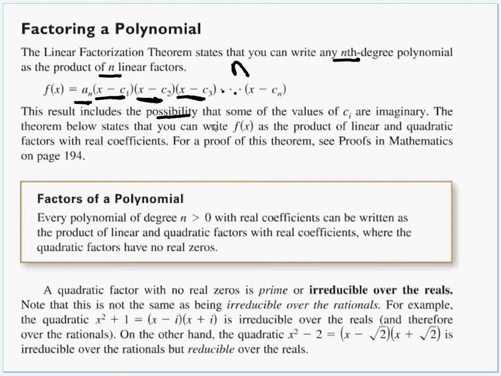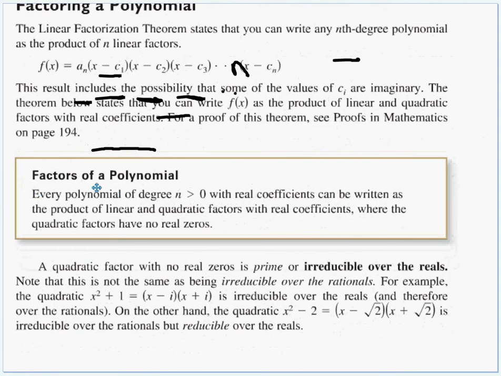The theorem below states that we can write f of x, our function, as the product of linear and quadratic factors with real coefficients. For a proof of this theorem, see page 194. In the box, the factors of a polynomial. Every polynomial of degree n greater than 0, as long as our exponent's positive, with real coefficients can be written as the product of linear and quadratic factors. The linear are going to be x to the first. The quadratic, you'll have maybe an x squared in there. And they're all going to have real coefficients.